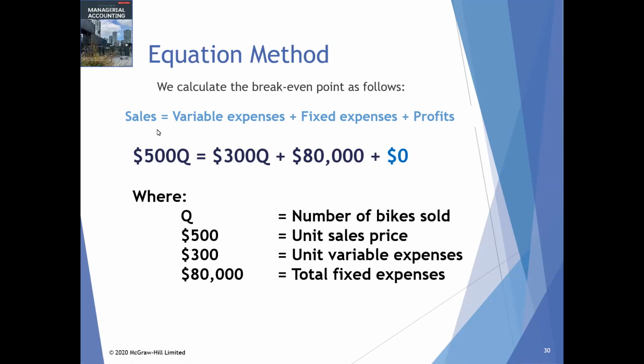500Q, 300Q, right? And plus 80,000 plus profit. This is the one we have for the break-even point. Then we can calculate like this.